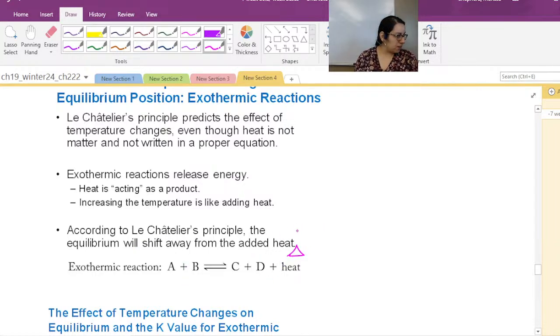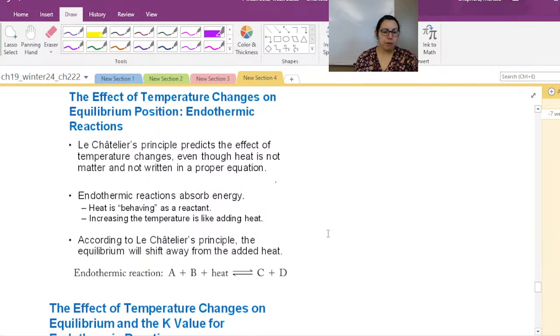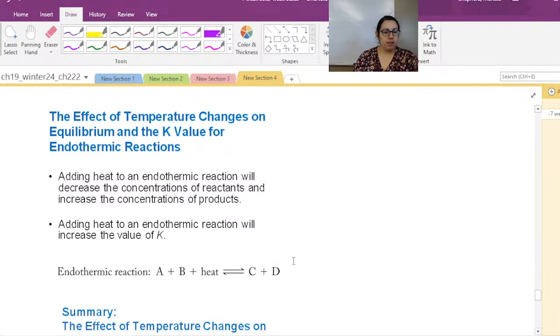So then your exothermic reaction should shift left with heat. I don't want to give it away, so I won't say what happens. And for an endothermic reaction, heat would be a reactant. So if you were heating up an endothermic reaction, then that should occur more quickly and again favor those products. And of course, adding heat does affect the value of K.